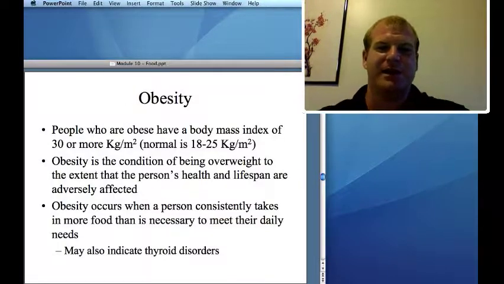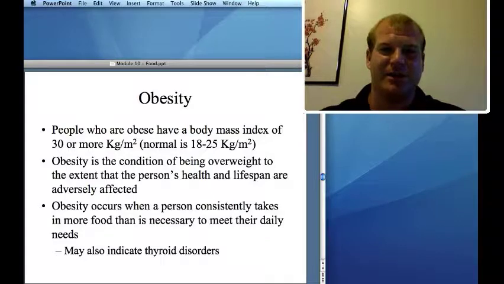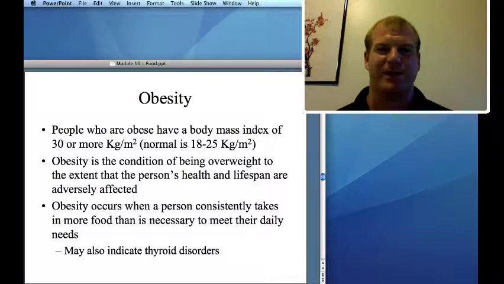Obesity, this is a disease of having a higher than normal body mass index. Obesity is a condition when someone's health and life span are adversely affected by the amount of body mass that the person has. And this can be caused by overeating, and also thyroid disorders can cause obesity.